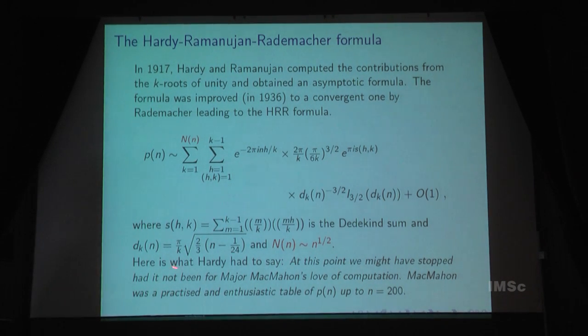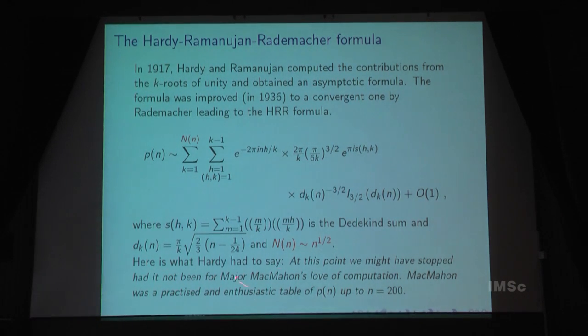And d_k is this thing. If you're interested in large n, this minus 1 by 24 doesn't mean anything, but actually it is interesting. I think Hardy and Ramanujan kept the minus 1 by 24 because it came in their computation. And it looks like a nice formula. And remember, in 1917 they didn't know about this convergent part.